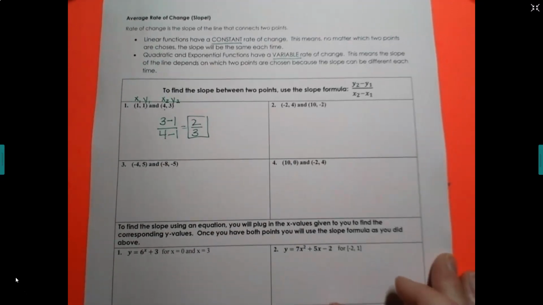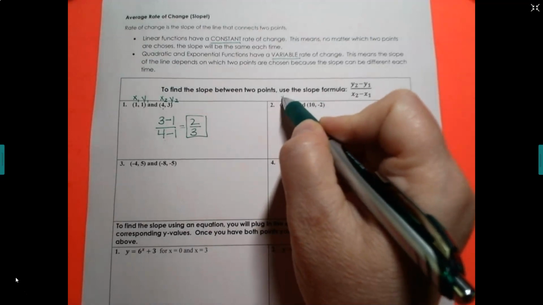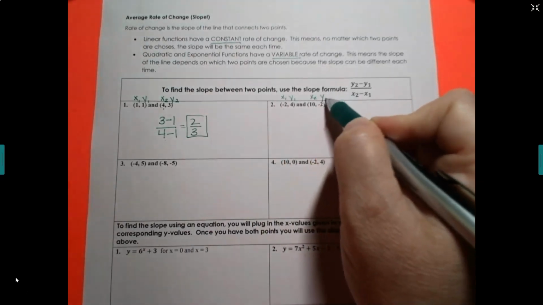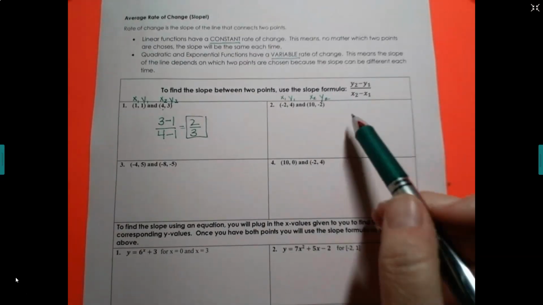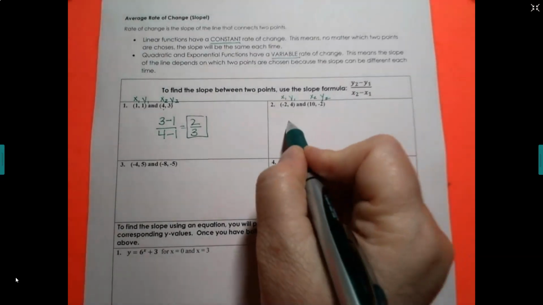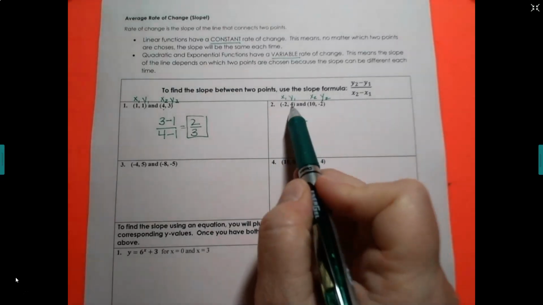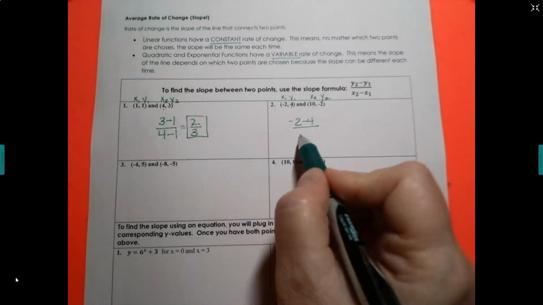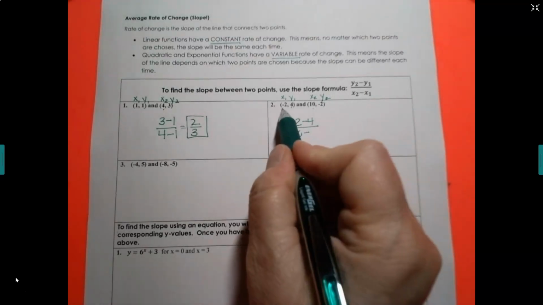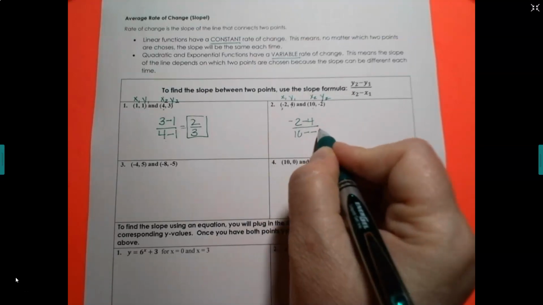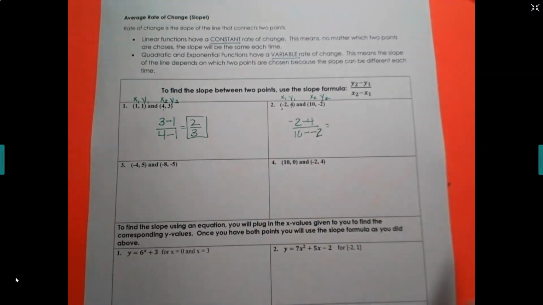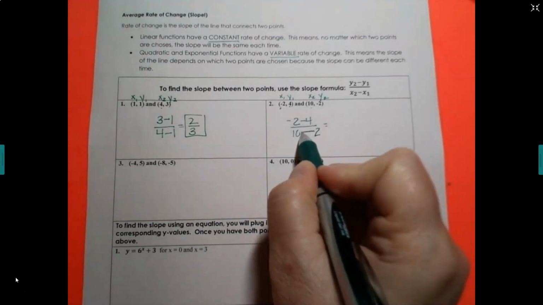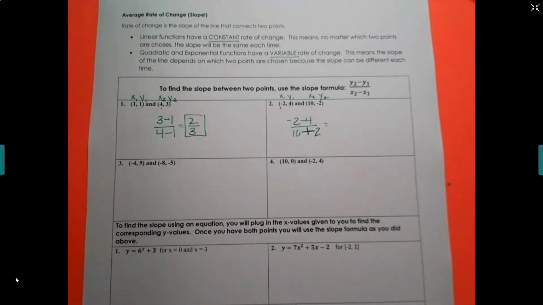Let's try our example number 2. So we have the x value in the first, the y value in the first, the x value in the second, and the y value in the second. We're going to plug it into our equation. y2 is negative 2, minus y1, which is 4, divided by x2, which is 10, minus x1, which is negative 2. All right, so what's happened here is I have 10 minus a negative number. Whenever you have minus a negative, that's going to turn into a plus.